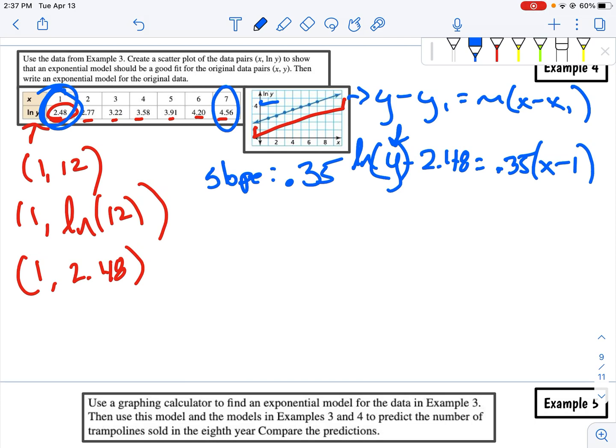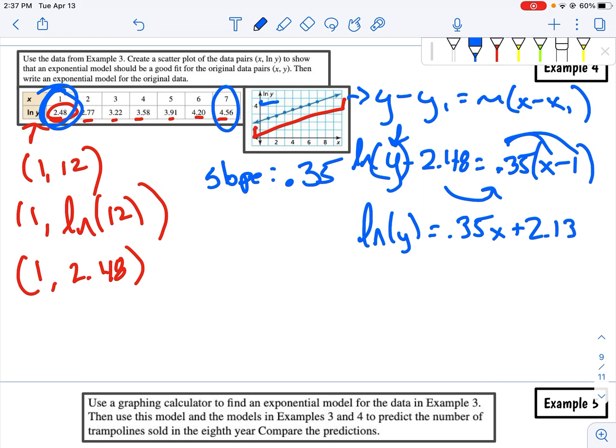Now, like anytime, we need to try to get y by itself. So if we distribute and bring this to the other side, we would get that the ln of y equals 0.35x plus 2.13. Now to continue to get y by itself goes back to a little bit of the solving equations that we worked on yesterday.